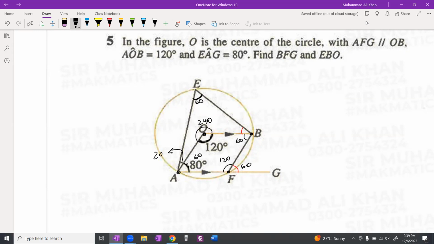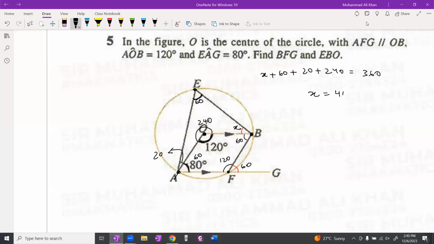अब आप देखिए AEB, it's a quadrilateral and sum of all angles in a quadrilateral equals 360. So if this is x, we can say that x plus 60 plus 20 plus 240 equals 360. So the final answer is x is 40.